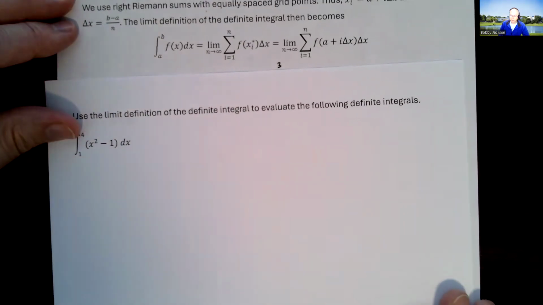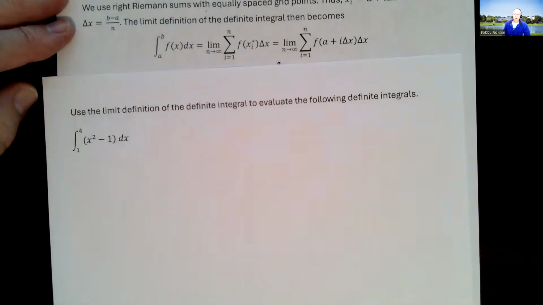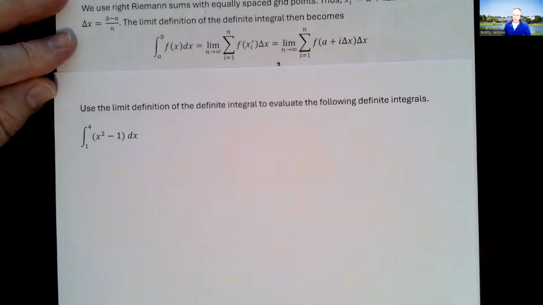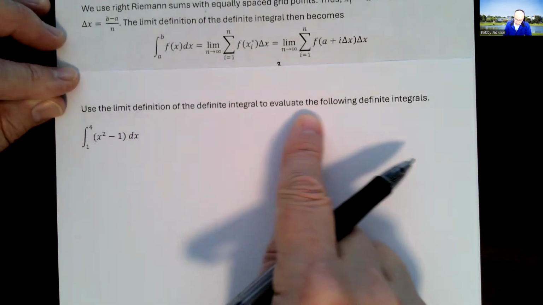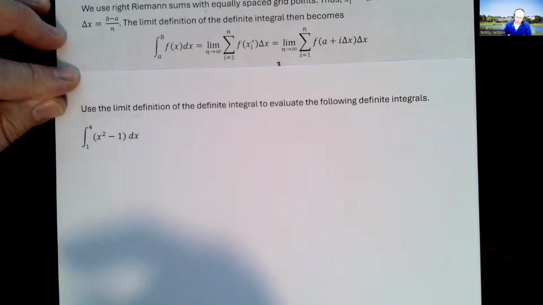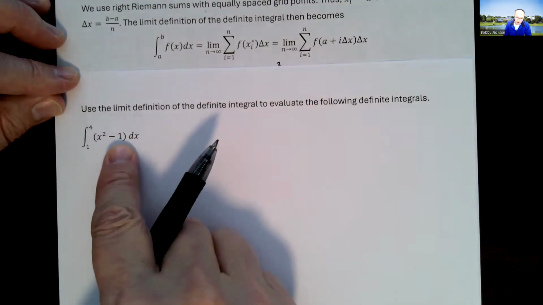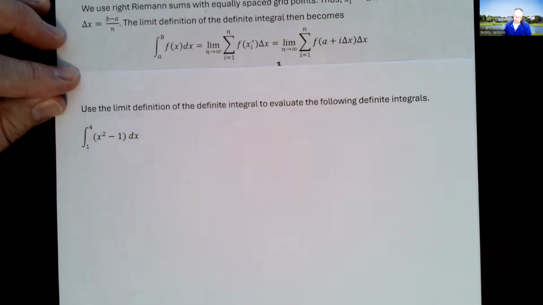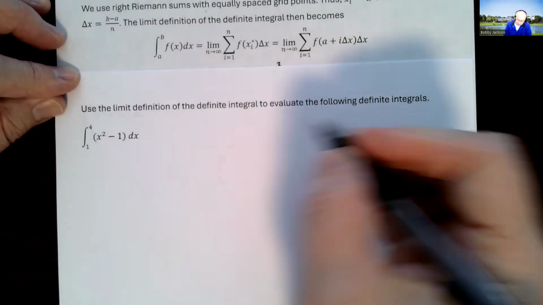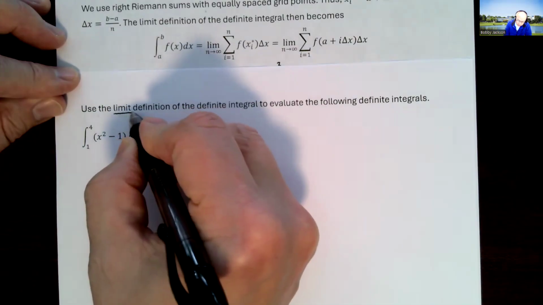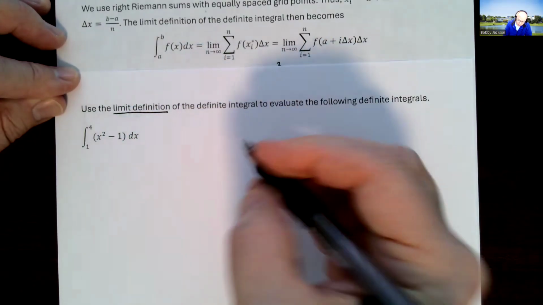Use the limit definition of the definite integral to evaluate the following definite integrals. We'll do two of these. So you do have to use the directions, right? We've done some definite integrals, interpreting them in terms of area. Later, we'll use the fundamental theorem of calculus, but this is definitely using the limit definition. All right, so what do we have here?